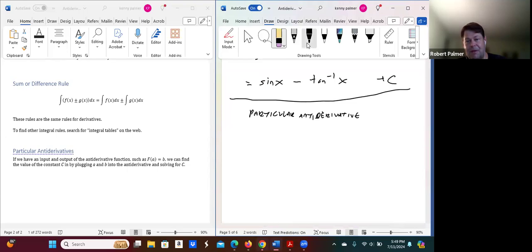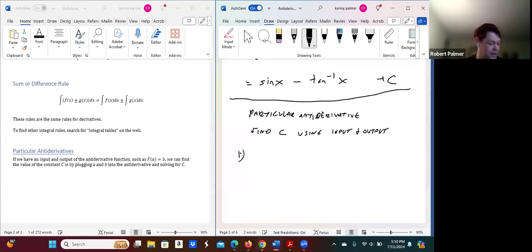So let's do an example of that. Here I'll say find C using input and output, or once again, think of it as a point on the graph.